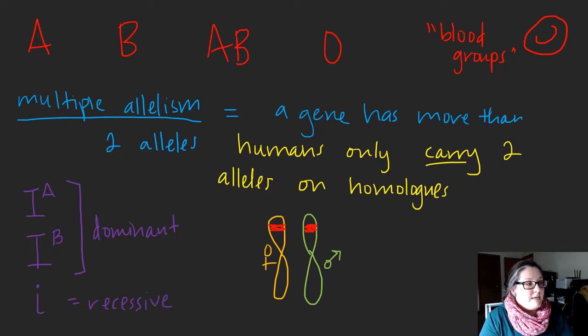So we can see that the word codominance would work with this, because if we have IA and IB together, we see the AB blood type. We'll do those genotypes in just a second. So IA and IB are dominant, and little i is recessive to both of those. So let's talk about the genotypes.